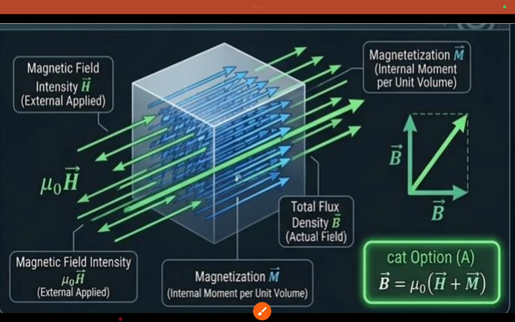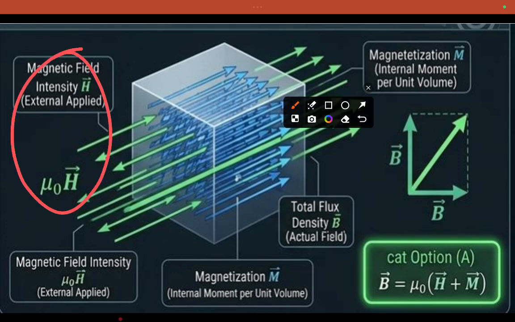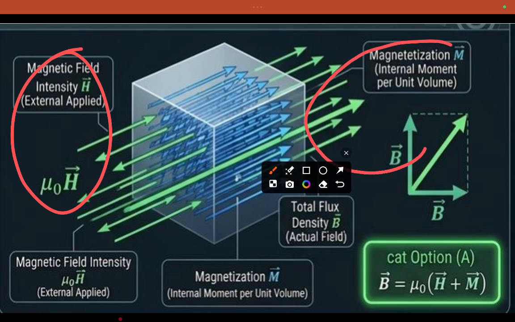Magnetic field intensity H is by the external applied field, and magnetization M is by the internal moment. Here the external part is mu naught H and the internal moment part is mu naught M. After that, the field density is the sum of both, so you will get mu naught of H plus M.